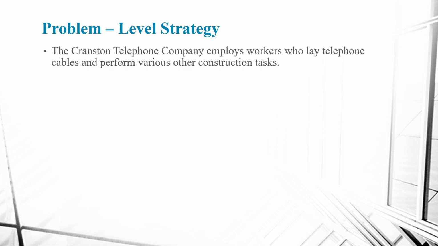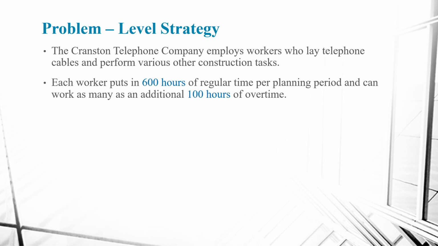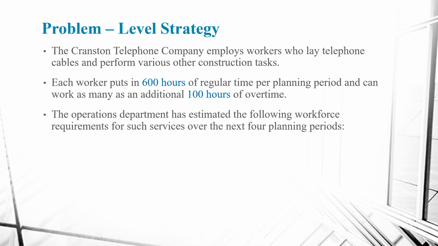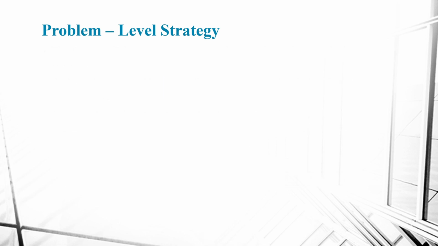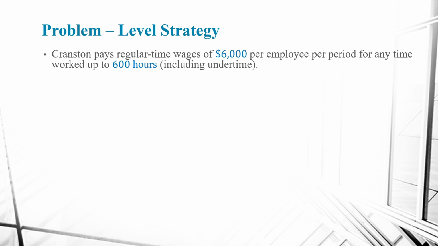other operations. Each worker puts in 600 hours of regular time per planning period and can work as many as 100 hours of overtime. The operations department has estimated the following workforce requirements for such services over the subsequent 4 planning periods. The company pays regular time wages of $6,000 per employee per period for any time worked up to 600 hours, and that includes undertime. The overtime pay rate is $15 per hour over 600 hours.